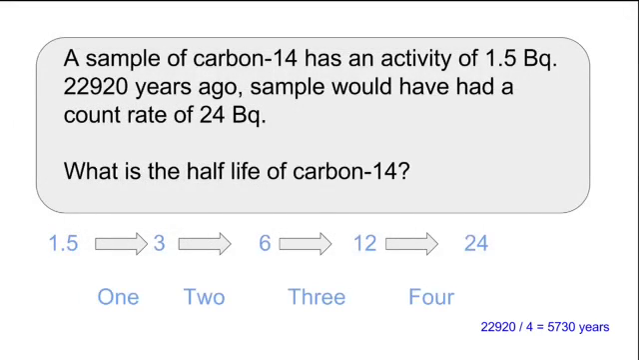How did you get on? I worked out that 1.5, if I doubled it to 3, then back in time I'd have been through one half-life. 3 to 6, another half-life. 6 to 12, another half-life. And 12 to 24 means that the isotope has been through 4 half-lives. So I take the value and divide it by 4 to work out that each half-life must be worth 5,730 years.